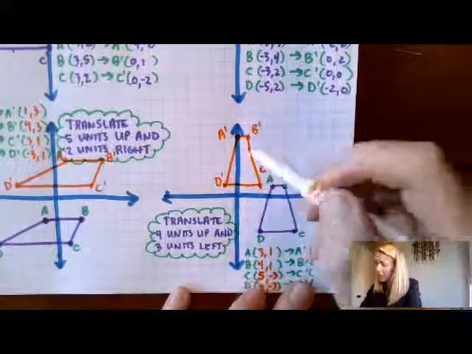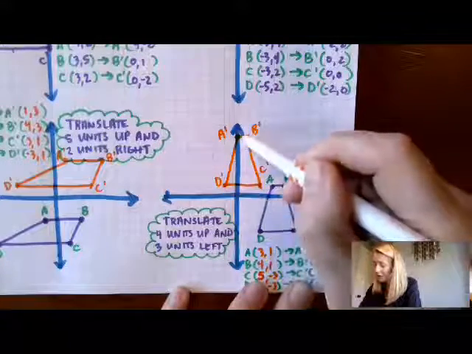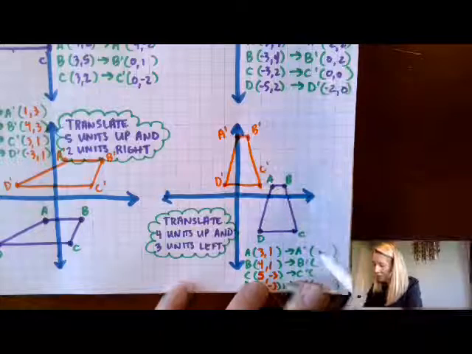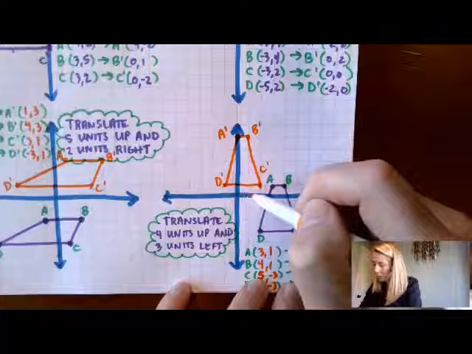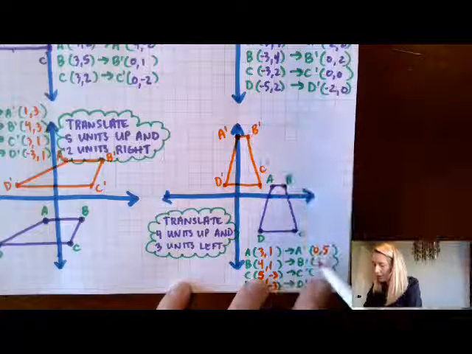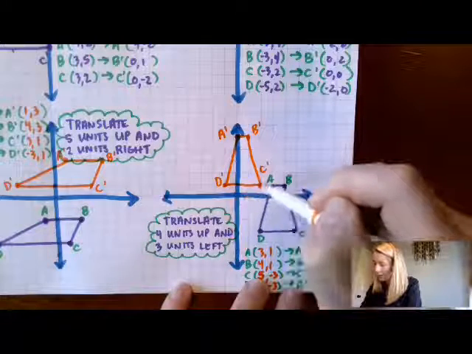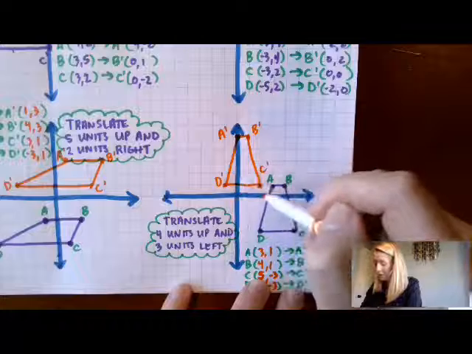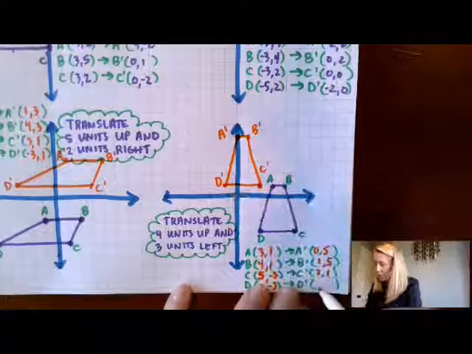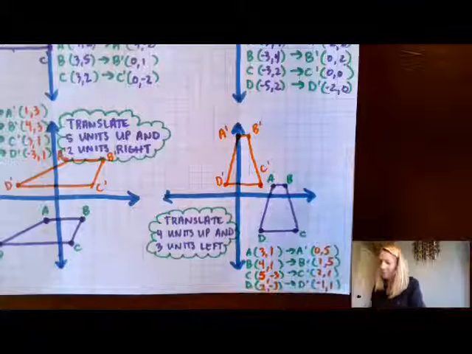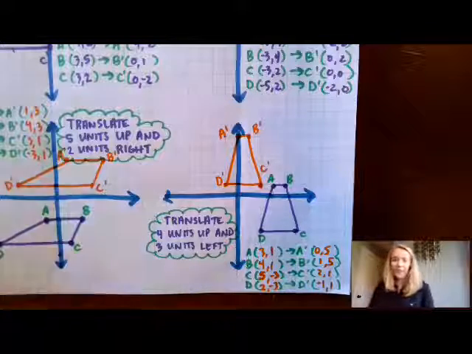And so my A prime is at 0, 1, 2, 3, 4, 5. B prime over 1, up 5. C prime, gotta stay in order, 2, 1. And D is negative 1, 1. Have fun translating.